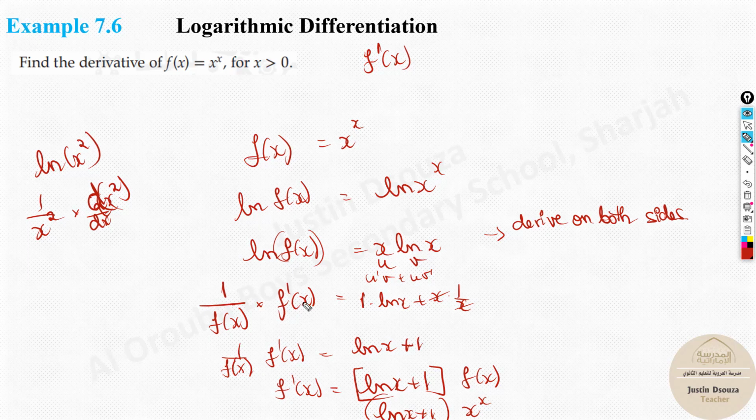F dash of x, that is equal to, over here you should use the product rule, 1 times ln x plus x into 1 by x. Now second term ln x will be 1 by x. Now simplify this, you get ln x plus 1, and now whatever is over here f of x, take it to the other side. From division it becomes multiplication. So when you multiply f of x, that's the answer. But what is f of x? We already know f of x is x power x, so you just write it over here. That's it. That would be the answer.